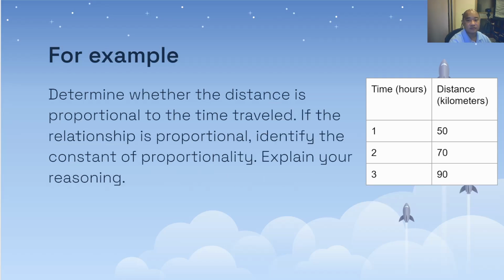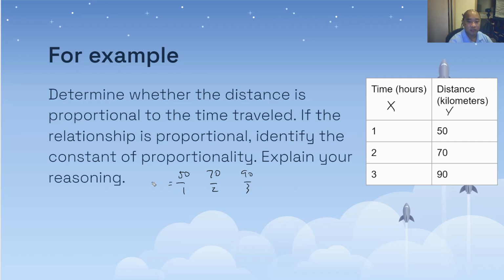Okay. Determine whether the distance is proportional to the time traveled. So which one depends on which? Well, time is always x. There's never really an instance where time depends on something else. Time just goes on with or without you. And so anytime that you see time, you can always rely on that one being x. Distance relies on how much time you've traveled. So 50 over 1, 70 over 2, 90 over 3.